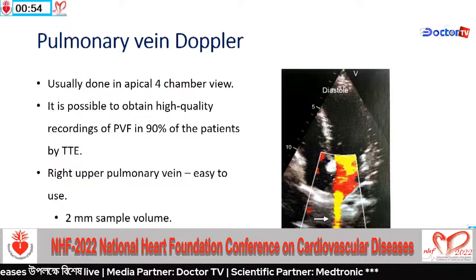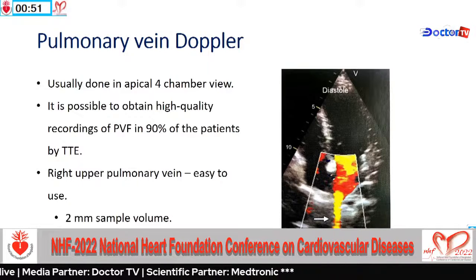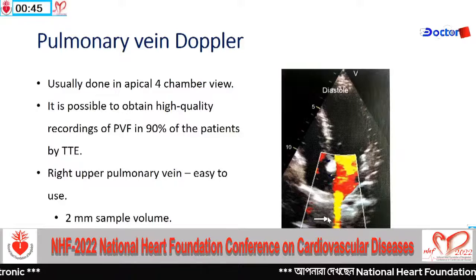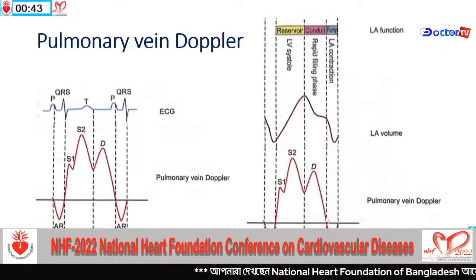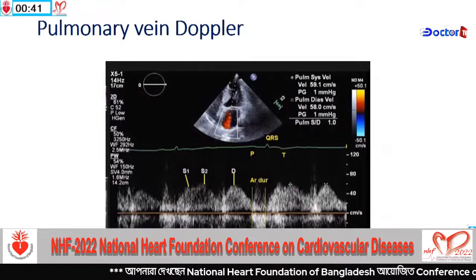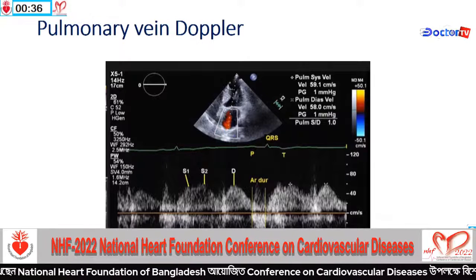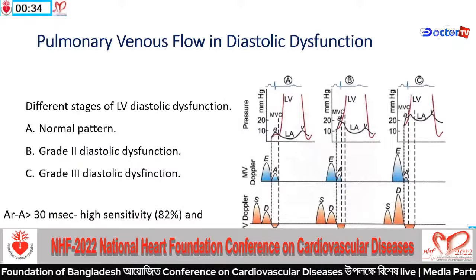If you reduce the depth of the picture, and if you reduce the scale of the spectrum, then you will easily identify the right upper pulmonary vein, which is important in patients. This is the right upper pulmonary vein Doppler, which will give you S wave, D wave, and AR wave. Most important are two things.